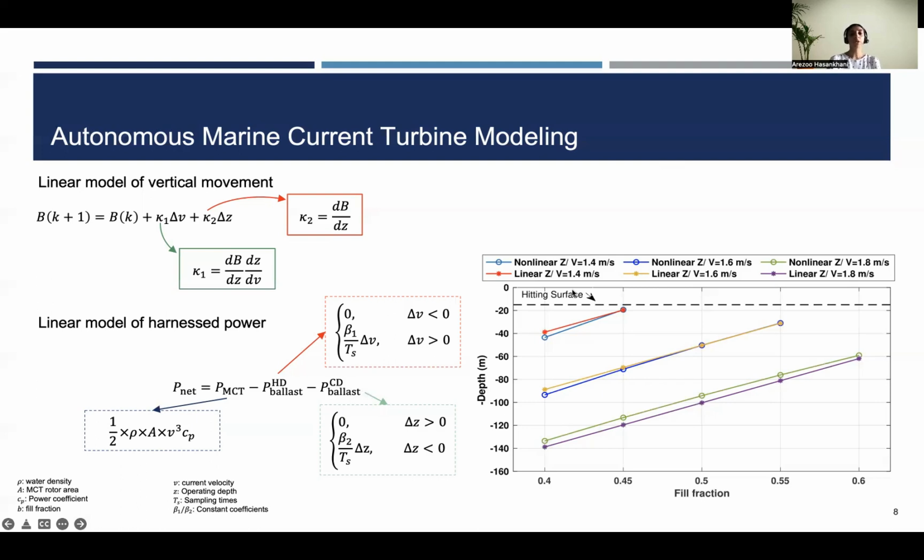So we just show the simulation results to justify the first linear model for the vertical movement of the system with the nonlinear model. And from the results, we can see that our linear model is almost precise and the results are similar.